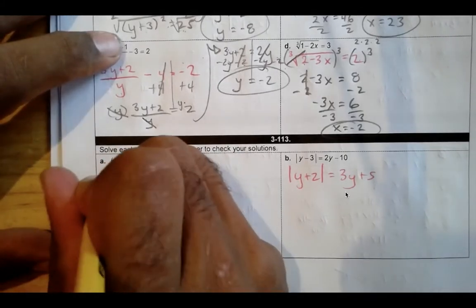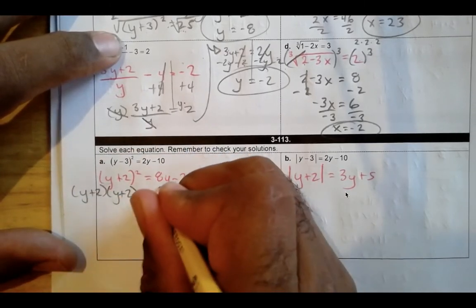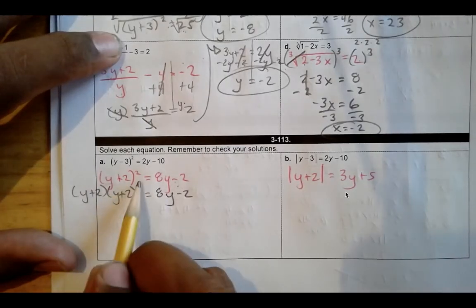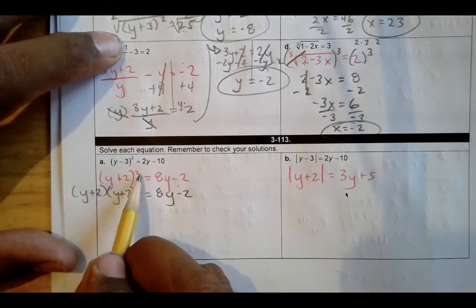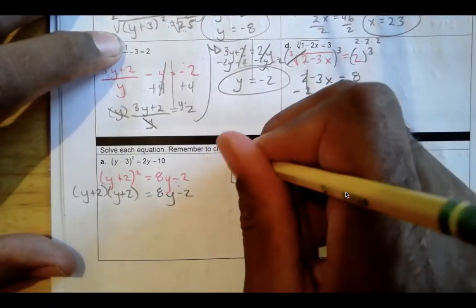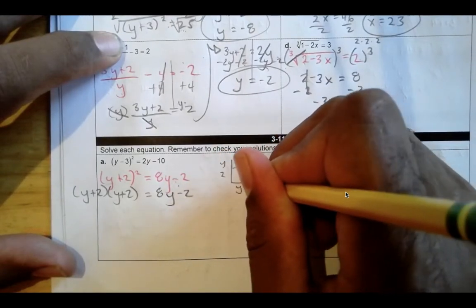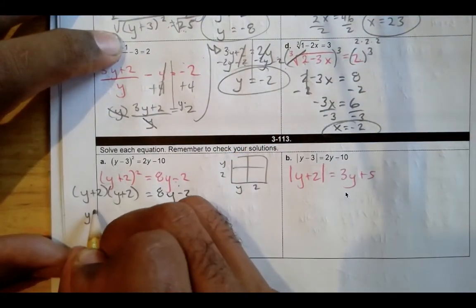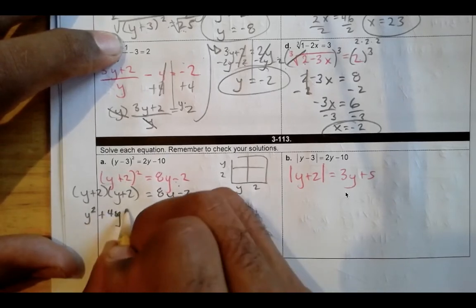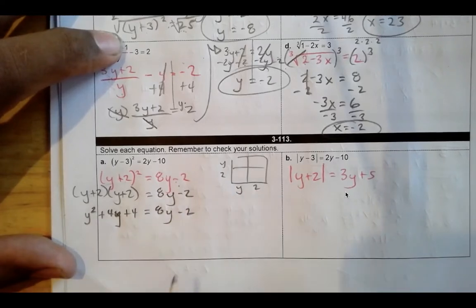So here, let's write y plus 2 times y plus 2. And with it, basically, I know that because I see the square here, it's going to be a quadratic, so I'm going to end up making everything equal to 0. Okay, so if I did the box with y plus 2 and y plus 2, I basically would end up with y squared plus 4y plus 4. And over here, 8y minus 2.